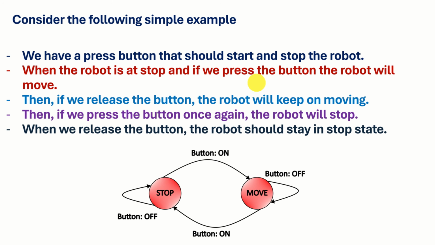Let's consider the following example. Let's imagine that we have a press button that controls the motion of the robot. When the robot is at stop and if we press the button, the robot will move. Then, if you release the button, the robot will keep on moving. Then, if you press the button once again, the robot will stop. When we release the button, the robot should stay in the stop state.